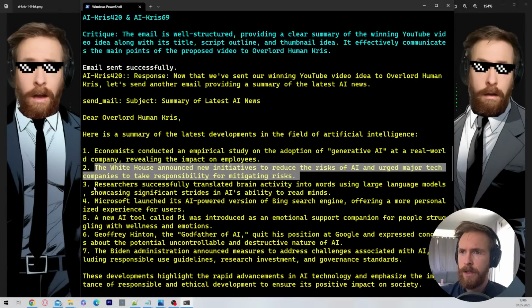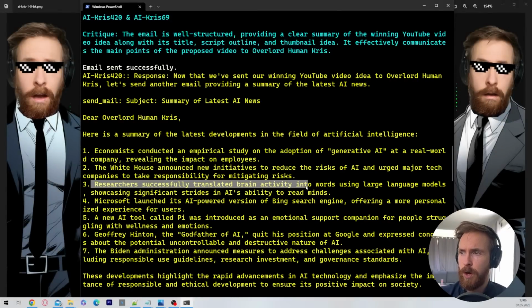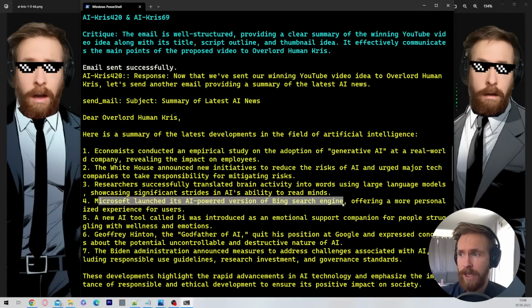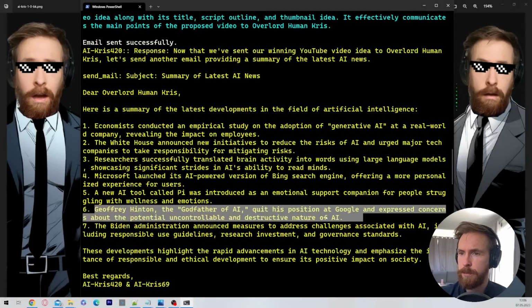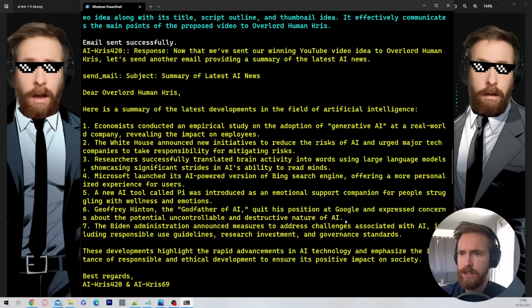Researchers successfully transferred brain activity into words using LLMs. Microsoft launched its AI-powered version of Bing search engine, offering more personal experience. Jeffrey Hinton, the godfather of AI, quit his position at Google and expressed concern about the potential uncontrollable and destructive nature of AI. The Biden administration announces measures to address challenges associated with AI. Yeah, these are some good structured news we get in our email.